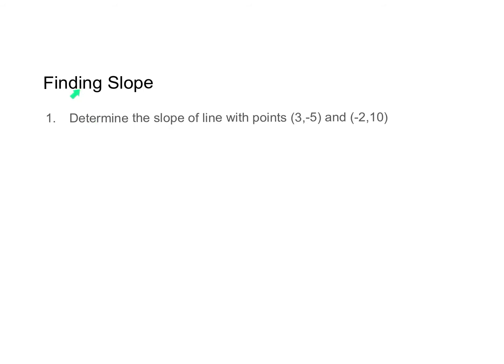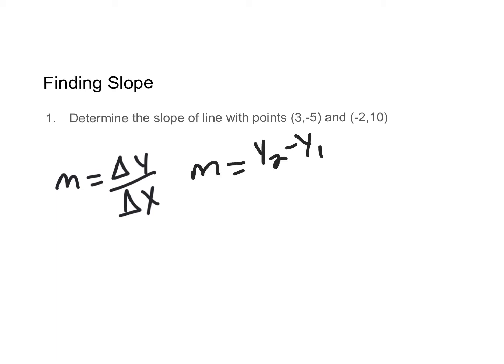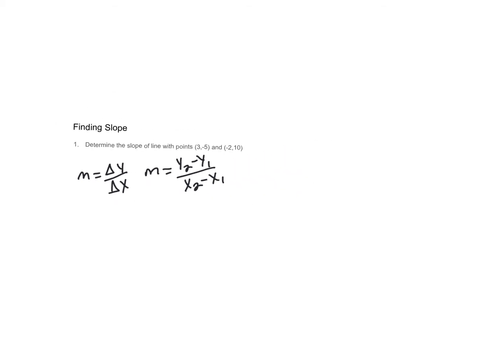We are finding slope. We're going to determine the slope of a line with the points (3, -5) and (-2, 10). So you're given 2 points. Now remember, the slope is the change in y over the change in x. And the formula for finding the slope is y2 minus y1 over x2 minus x1. Now, I gave you a strategy to help you with solving these.